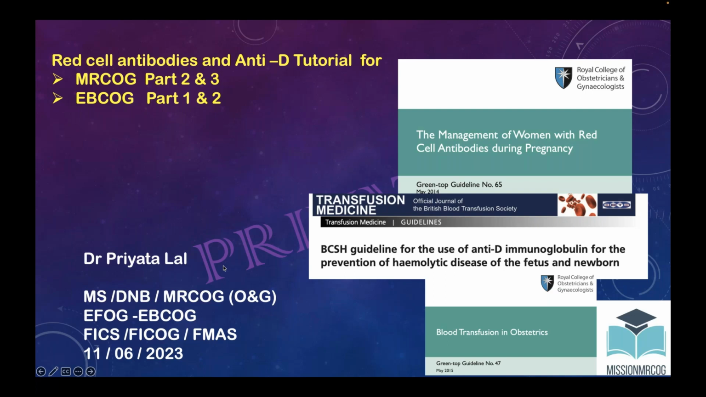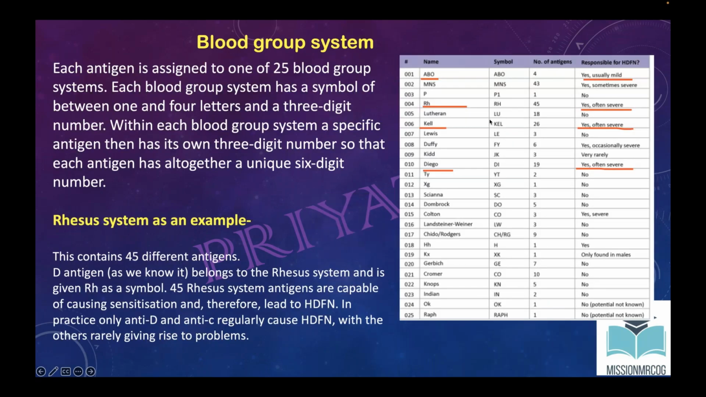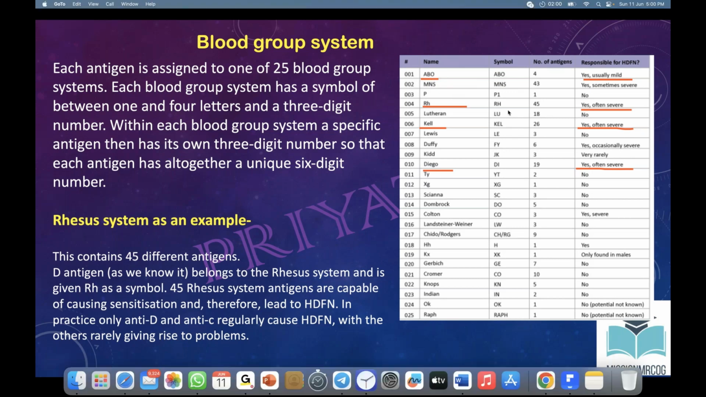And every blood group has a symbol of one letter or four letters, and apart from this, they have some number of antigens. Okay, so these are the 25 blood group systems. We know our ABO, the most popular symbol, and for this there are four antigens. Similarly these kinds of blood group systems are there, but most commonly we are looking at ABO, RH, Kell, and Diego. But in the guideline, mention of Diego is not there.